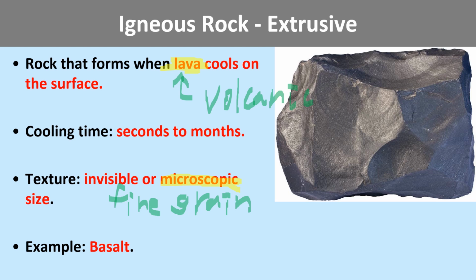An example of that is known as basalt, which is what you see on the right side. These are quite light compared to the others.